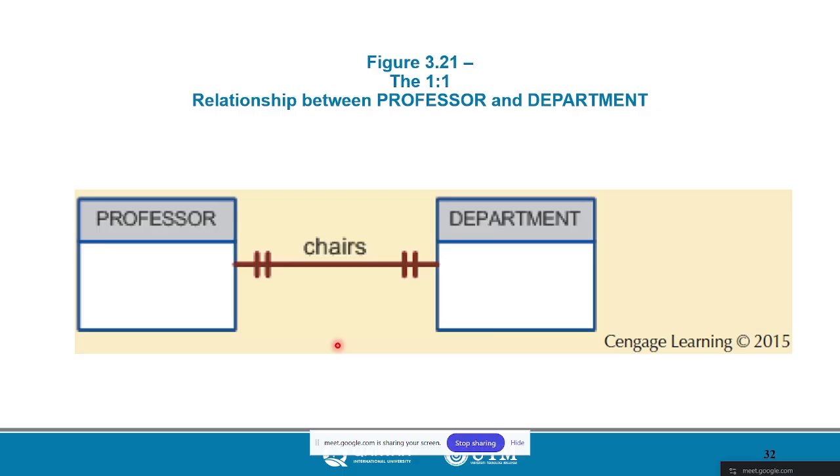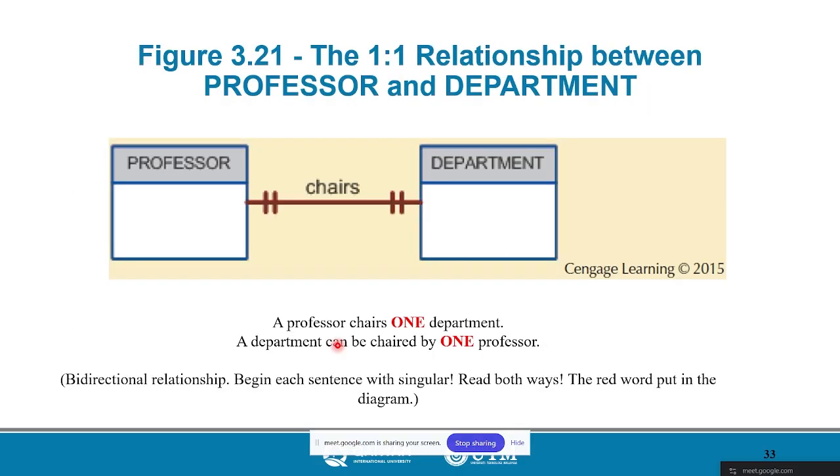Now this is figure one, and this is one to one. Professor chairs department. Now, what does it mean? A professor chairs one department, and the one sign is these two lines, and again these two lines on the other side too. A department can be chaired by one professor.